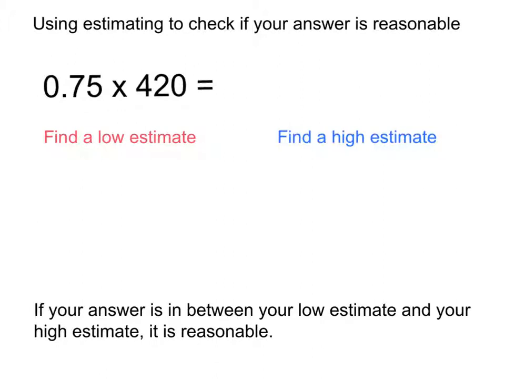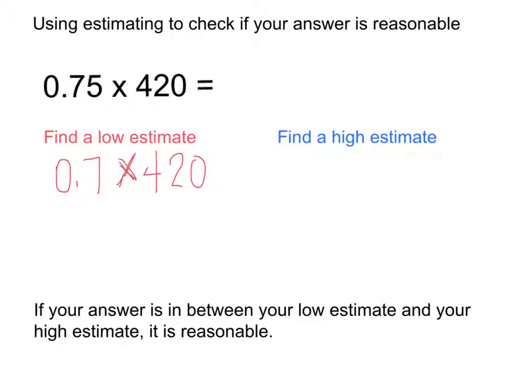So I could round 75 hundredths to what? To what? If I want to round it to the lowest tenth possible. Atharva? Nope. 7/10. Good. I could round 75 hundredths to 7/10. 420. Could I round that? Or is that a pretty easy number to work with? Should we just keep it? Okay, let's just keep it. So we could do our problem 7/10 times 420.